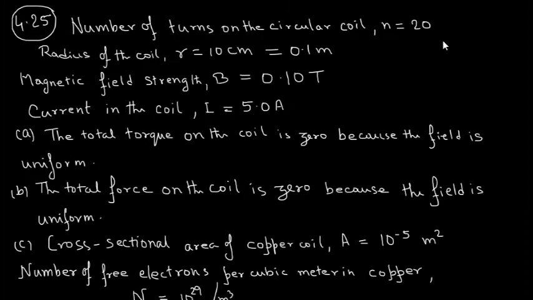Number of turns on the circular coil n is equal to 20. Radius of the coil r is equal to 10 centimeter, that is 0.1 meter. Magnetic field strength B is equal to 0.1 T. Current in the coil I is equal to 5 ampere. A. The total torque on the coil is 0 because the field is uniform. B. The total force on the coil is 0 because the field is uniform. C.